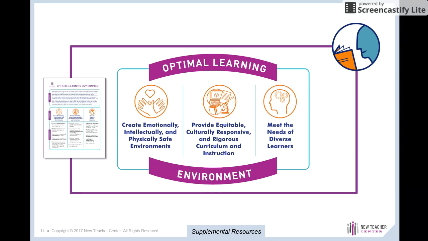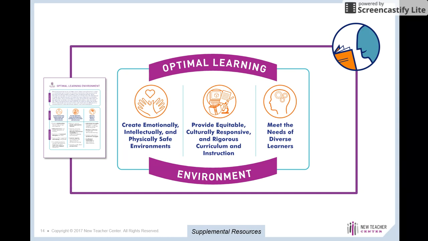You'll notice that the first one, we're going to call domain one, is creating emotionally, intellectually, and physically safe environments. Domain two is providing equitable, culturally responsive, and rigorous curriculum and instruction. And the third domain is meeting the needs of diverse learners. Carla and Melissa have already gone ahead and will assign each table group to one of those three domains. So, I'll let you guys go ahead and do that.